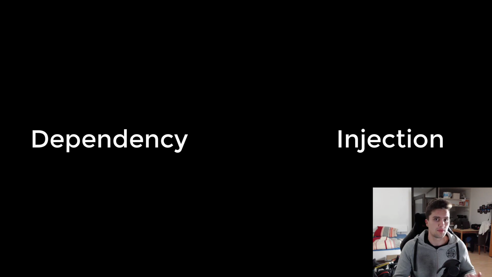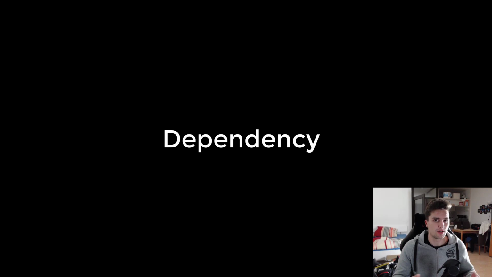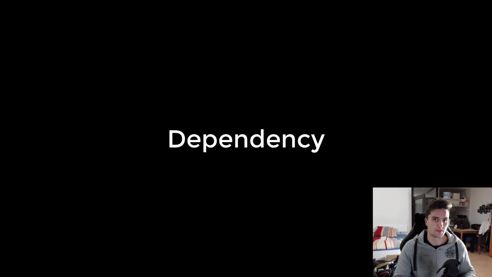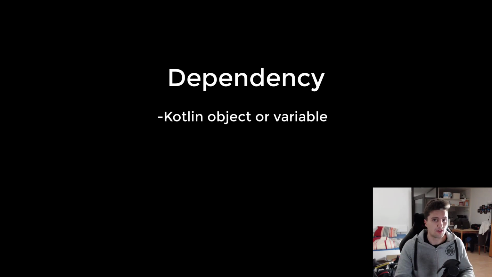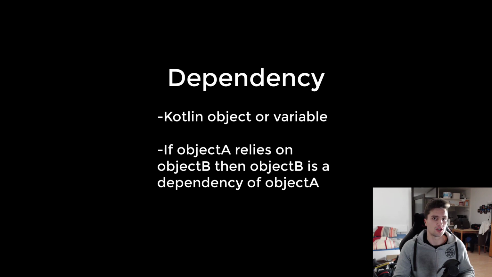And let's first look at dependency. So what do we actually mean with dependency here in terms of dependency injection? A dependency is, in this term, just a Kotlin object or a variable. Because whenever we create an object in Kotlin, that very often means that another object is dependent on the object we created. So that's why we call the first object, the object we created, a dependency, because another object is dependent on the object.